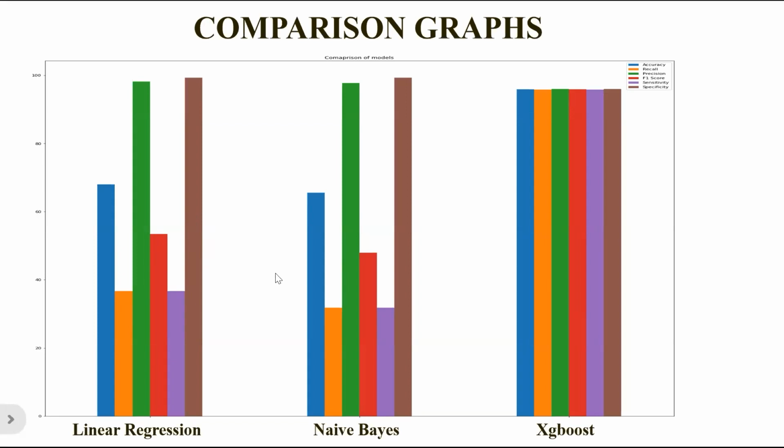Coming to accuracy, accuracy is a measure of the overall correctness of a classification model. It calculates the ratio of correctly predicted instances, both true positive and true negative, to the total number of instances.